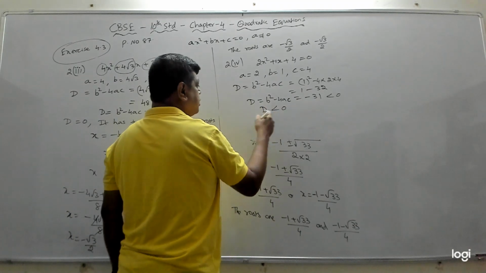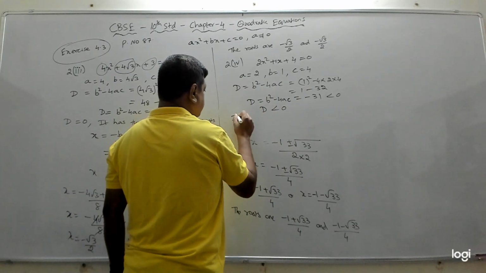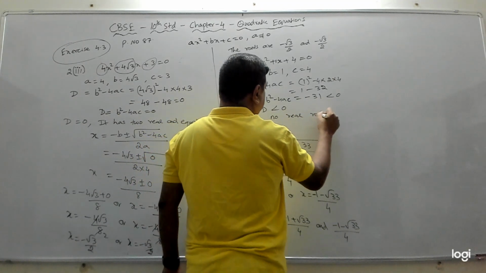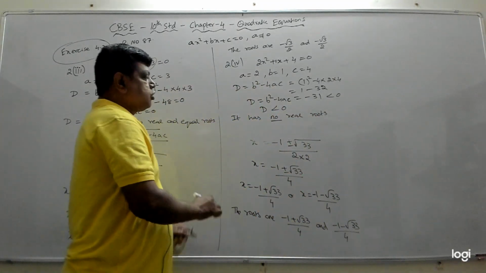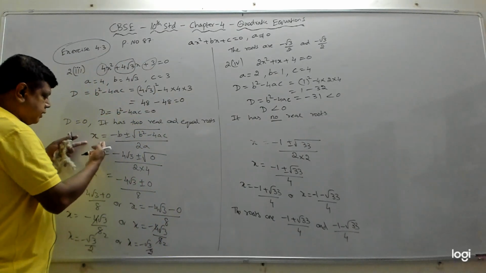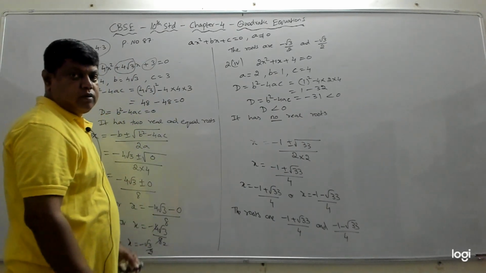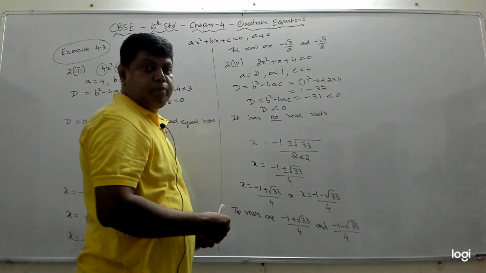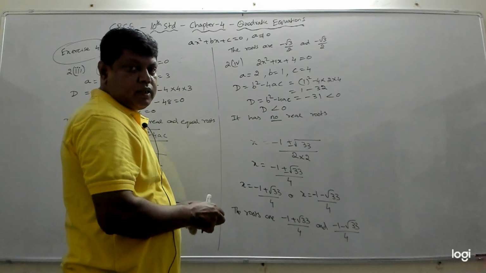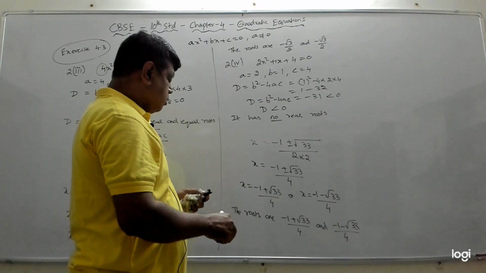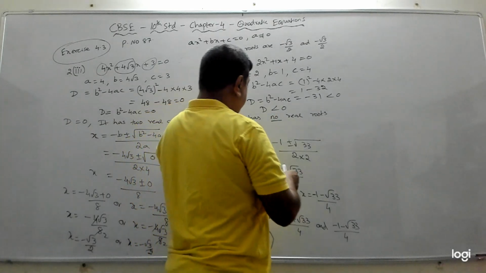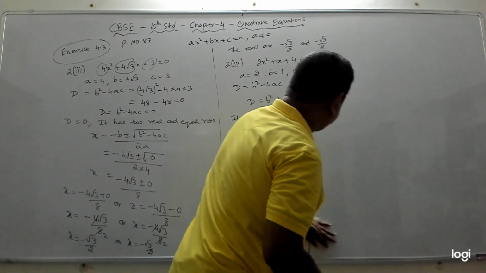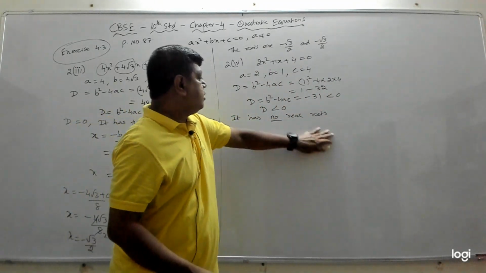So when D is less than 0, then we will say it has no real roots. And then we should stop. We should not proceed like this and try to find the value of x. Because your b square minus 4ac, which is D, is called the discriminant. The discriminant value is less than 0. Then the given quadratic equation does not have real roots.